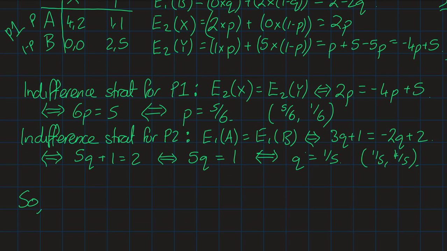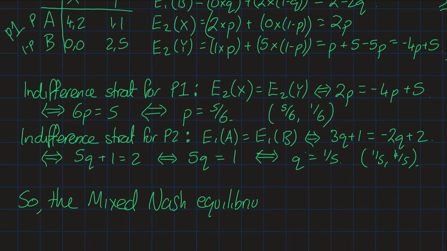So the mixed Nash equilibrium is given by big parentheses, and now we write player 1's indifference strategy, comma, player 2's indifference strategy. That's the mixed Nash equilibrium.